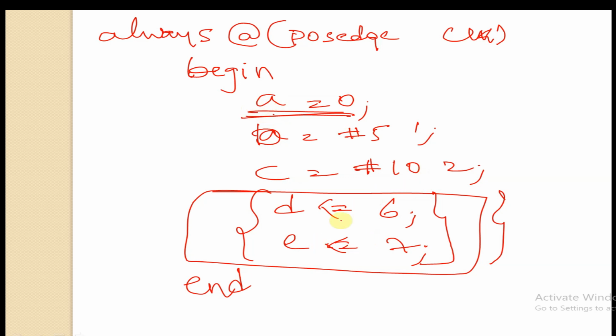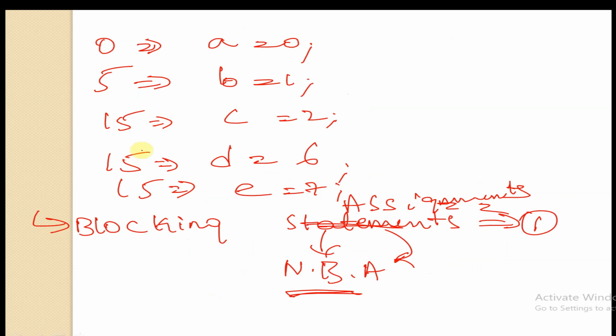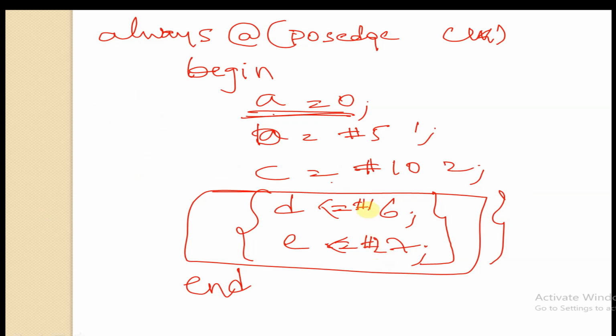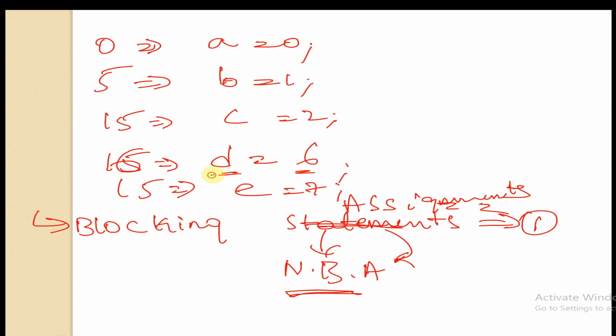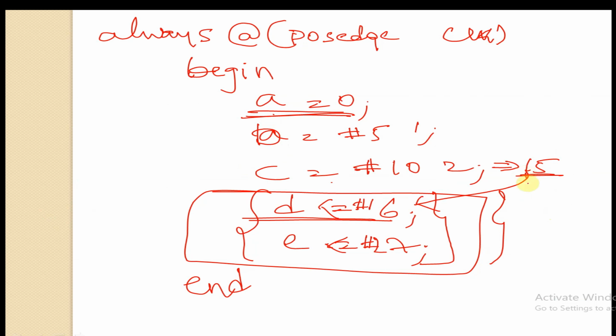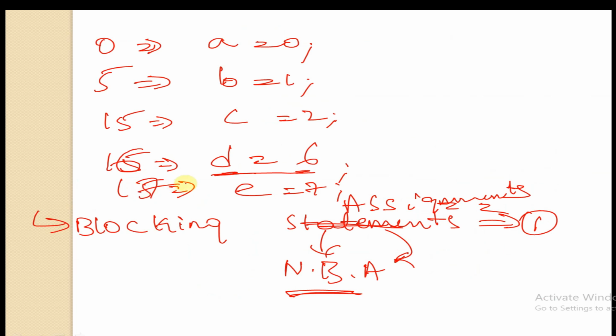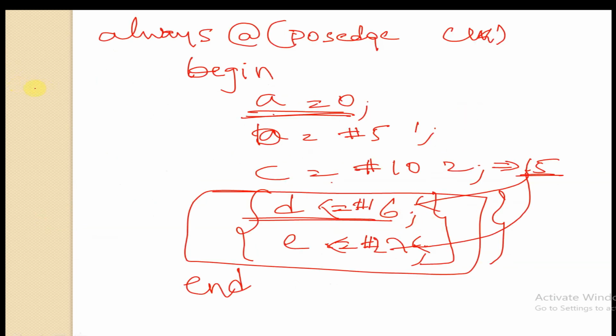If I use E is equal to #2 7, and here #1 6, then after 15 plus 1, that is at 16 time units, I will get the value of D, which is equal to 6, and up to here it is 15 time units delay. So here 15 plus 1, that is 16 time units, I will get the value of D is equal to 6, and 15 plus 2, that is 17 time units, I will get the value of E. So yeah, this is a very good question asked by you.